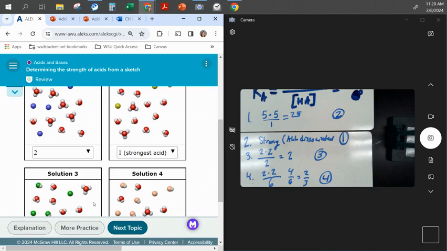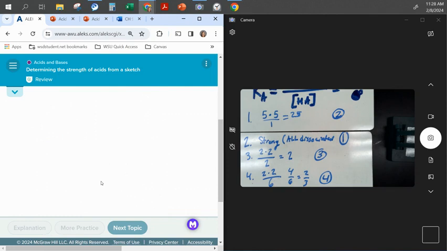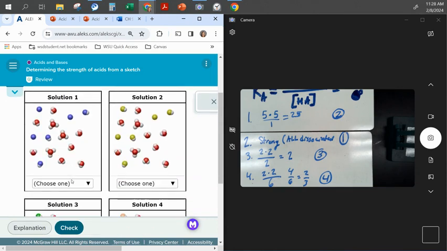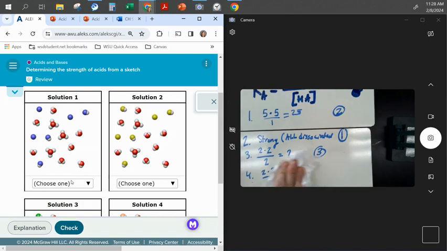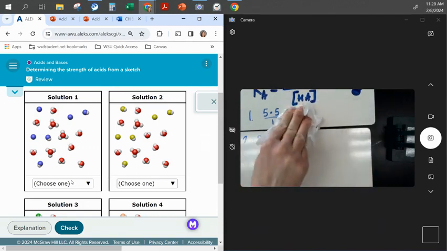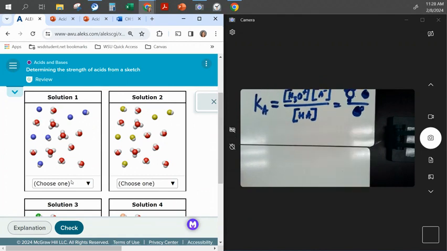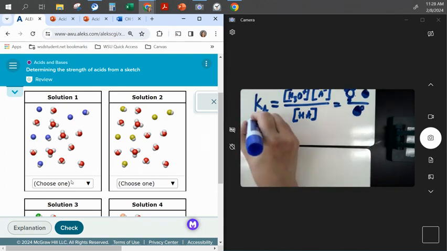Should we do another one? Okay, let's do another one. All right, solution 1. Okay, we're doing the same thing. We're using this equation. We're looking for Ka, the equilibrium constant of the acid.